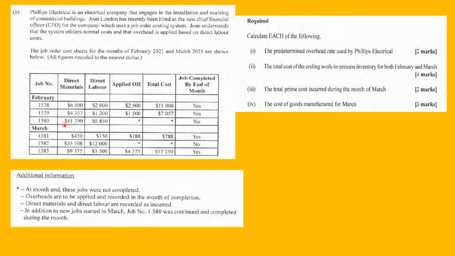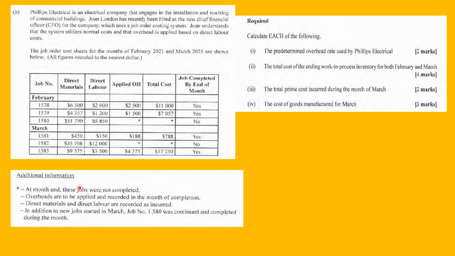And we are given two sets of figures, one for February and one for March. We have the job numbers here, the materials cost, labor cost, the applied overhead, and the total cost here. And then we are told whether the job is completed or not at the end of the month. This is to determine whether they are in work in process. And we have some boxes with stars which show that the figures are missing there.